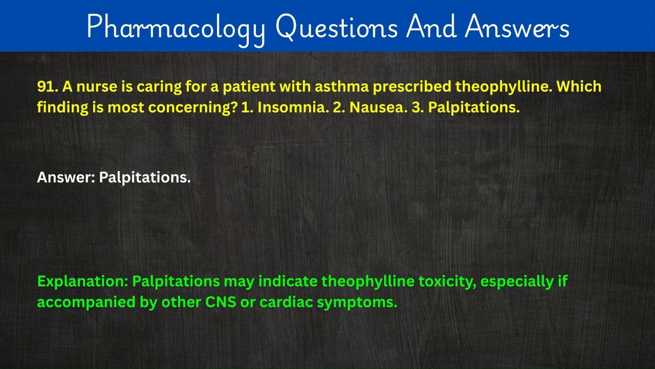91. A nurse is caring for a patient with asthma prescribed theophylline. Which finding is most concerning? 1. Insomnia. 2. Nausea. 3. Palpitations. Answer: palpitations. Explanation: palpitations may indicate theophylline toxicity, especially if accompanied by other CNS or cardiac symptoms.